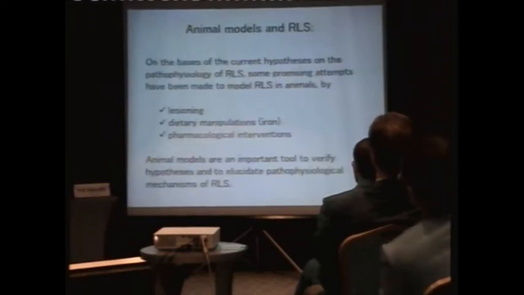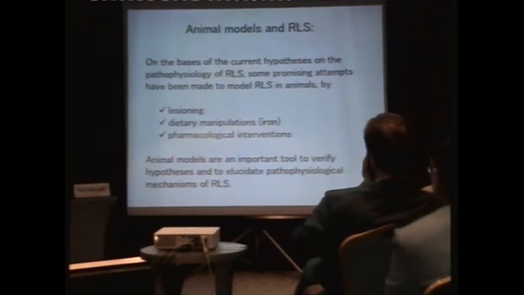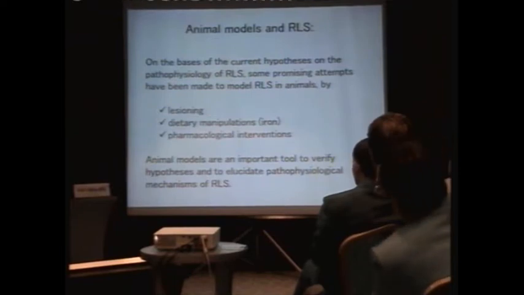So next, we go to animal models. Some groups produced animal models, for example, a lesion model, an iron insufficiency model, or a pharmacological intervention model. There are several kinds of animal models like this, but we cannot consider the symptoms and we cannot explain the pathophysiology.